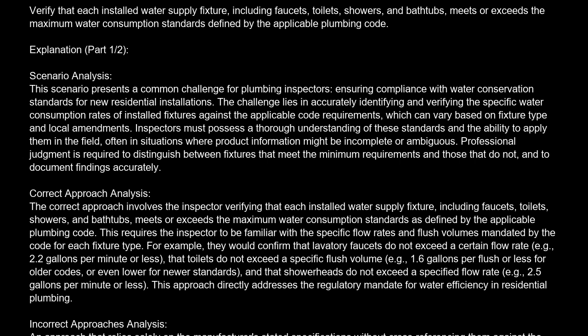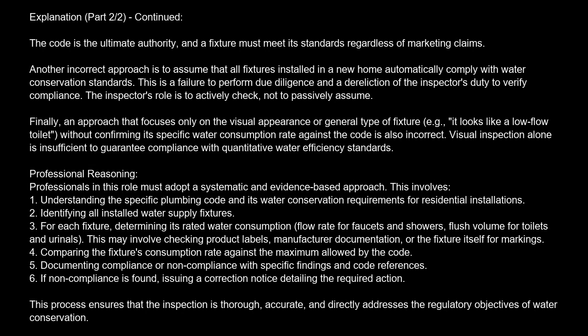Incorrect approaches analysis. An approach that relies solely on the manufacturer's stated specifications without cross-referencing them against the code is incorrect because manufacturers may advertise features that do not align with the minimum legal requirements. Code is the ultimate authority, and a fixture must meet its standards regardless of marketing claims. Another incorrect approach is to assume that all fixtures installed in a new home automatically comply with water conservation standards. This is a failure to perform due diligence and a dereliction of the inspector's duty to verify compliance. The inspector's role is to actively check, not to passively assume.